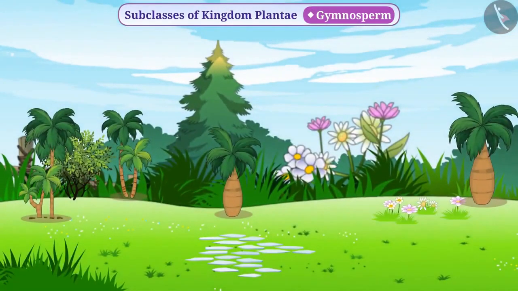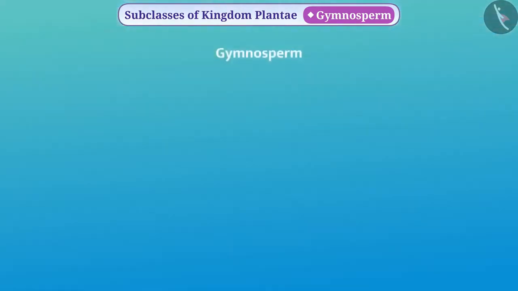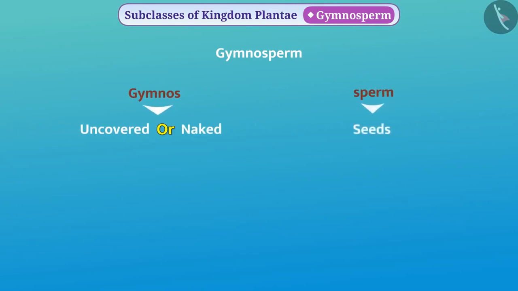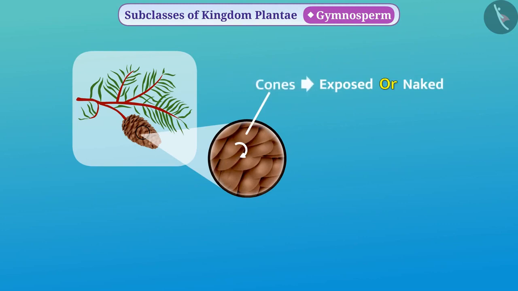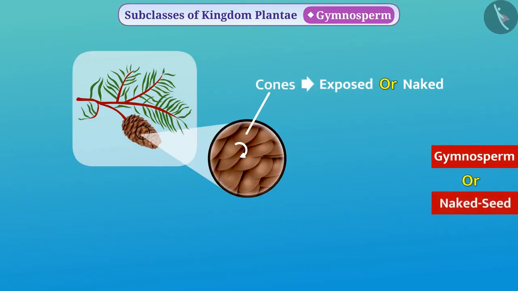In the garden, you must have seen plants such as cycas and Christmas tree. Gymnosperms. The term is made up of two Greek words, gymnos, meaning uncovered or naked, and sperm, meaning seeds. These are plants whose seeds are not covered by the ovary wall but are in open, that is, exposed or naked positions in small twigs or cones. For this reason, they are also called gymnosperm or naked seed.